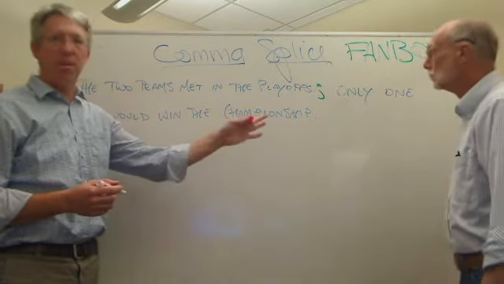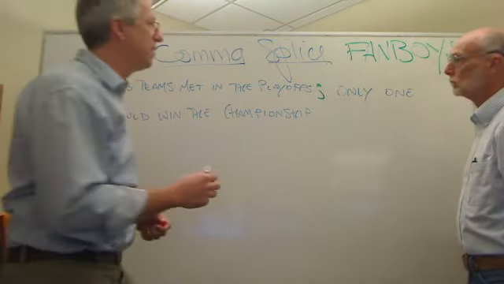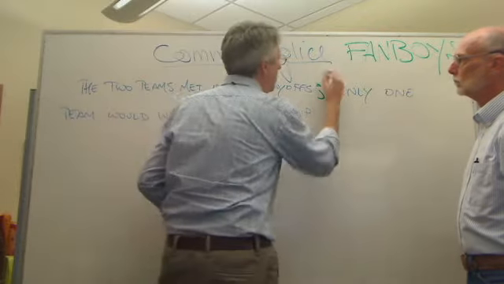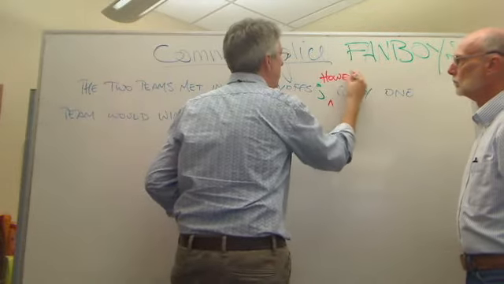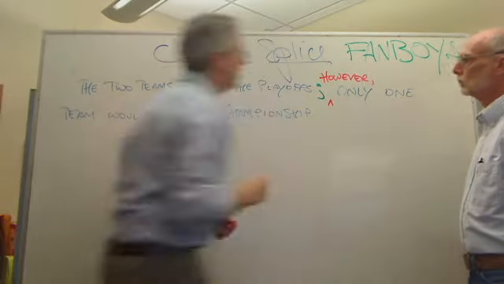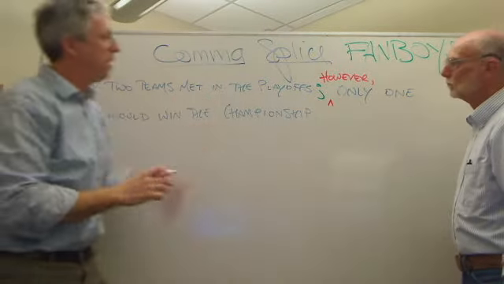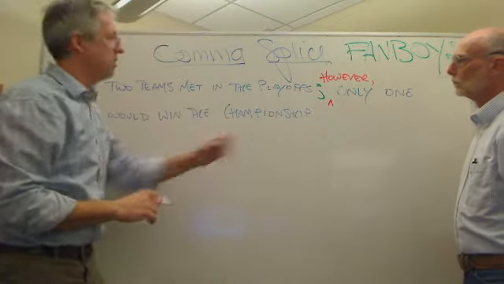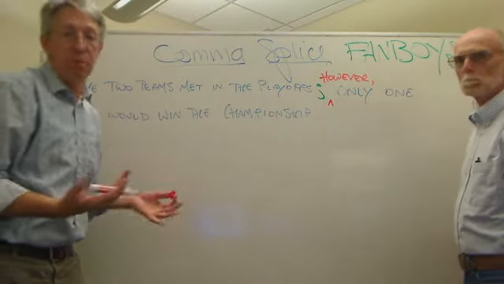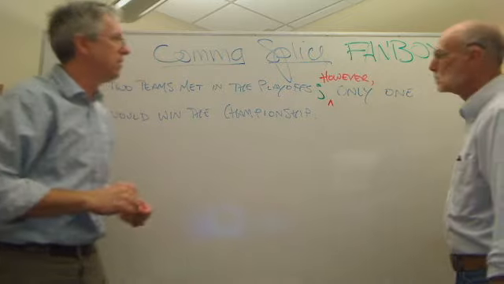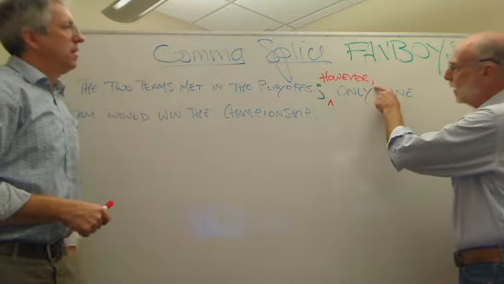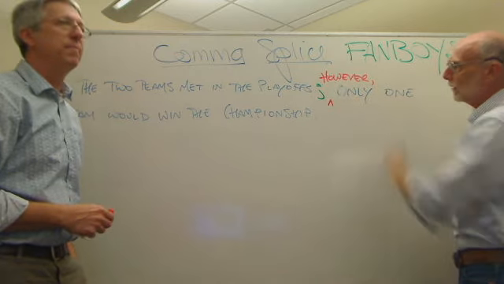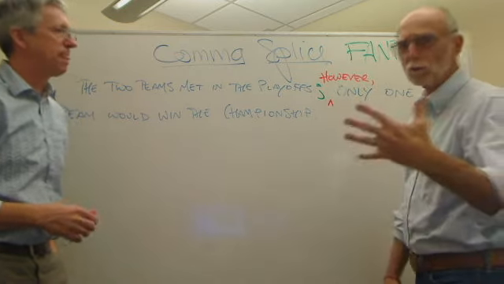So let's add one in here, and you're well familiar with these. Words like therefore, however, that's what we're talking about. And we can put in however, comma. So we have the two teams met in the playoffs, semicolon, however, only one team would win the championship. Right. And so now we've added more variety to it as we've combined these. Right. And remember to put that semicolon in front of the conjunctive adverb and the comma afterwards. Exactly.